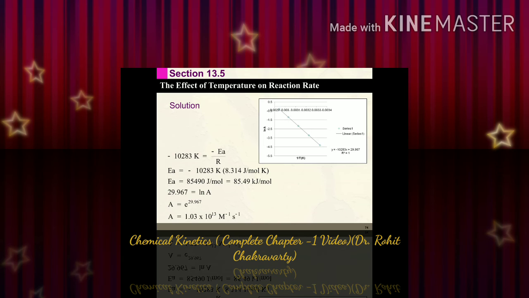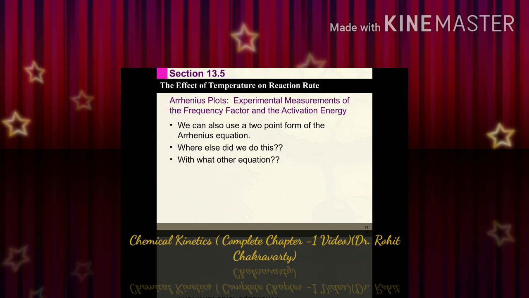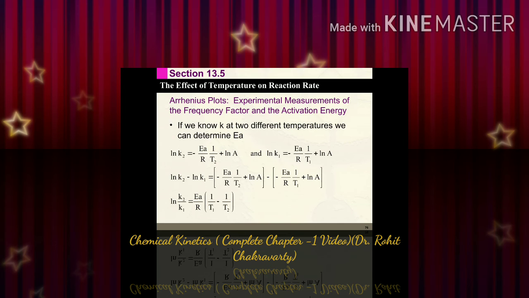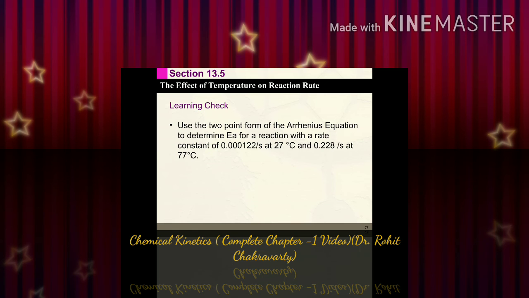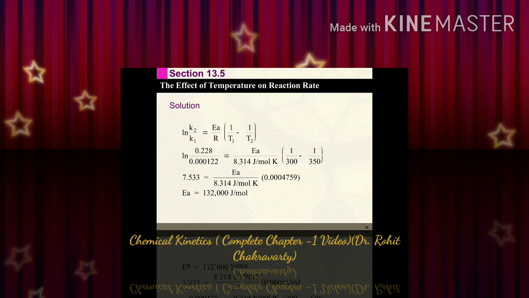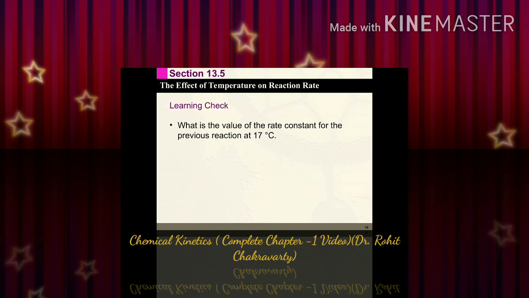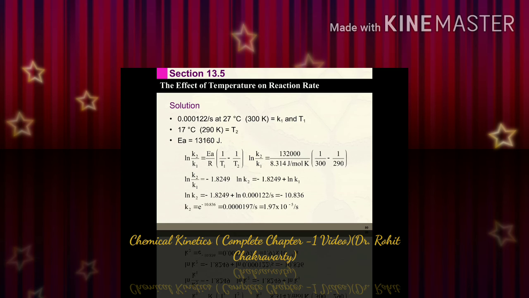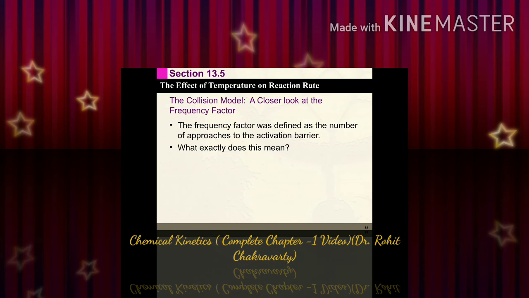Effect of temperature on the reaction rate. Arrhenius plot, experimental measurement of the frequency factor and the activation energy. Here you can see the derivation for the ln of k2 over k1 equals Ea upon R times 1 upon T1 minus 1 upon T2. This is the solution of the numerical that has been uploaded.